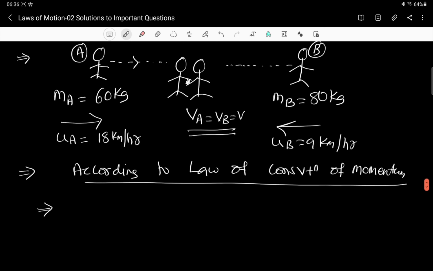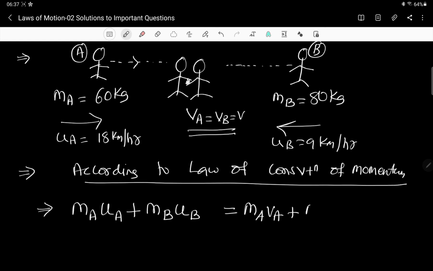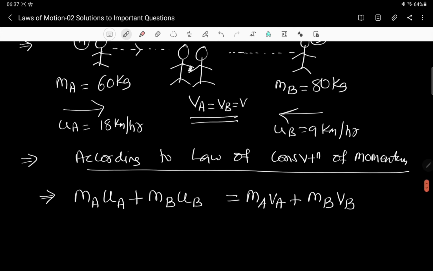Now what is the momentum of the person A before collision? That is mA uA, correct? Plus what is the momentum of person B before collision? That is mB uB, correct? And that is equal to the sum of the momenta of the bodies after collision. After collision, person A has momentum mA vA, plus the momentum of person B, mB vB. I hope you are understanding what I am trying to say. All right, so you can substitute the values now. What is the value of mA? That is 60 into 18, plus mB, that is 80 into 9.